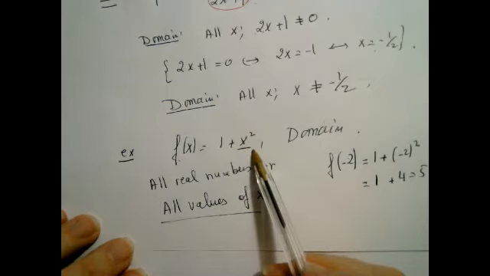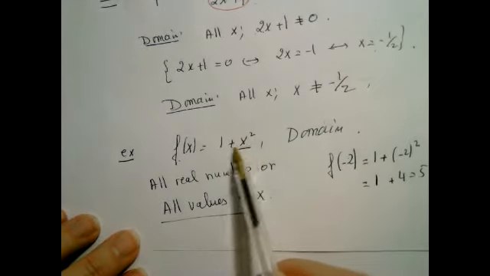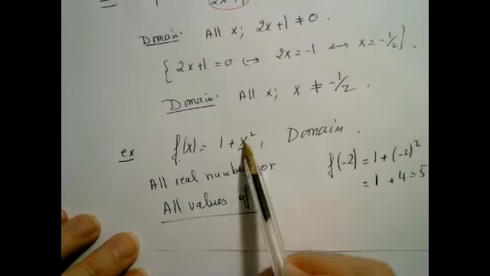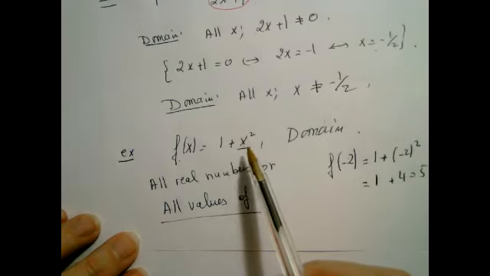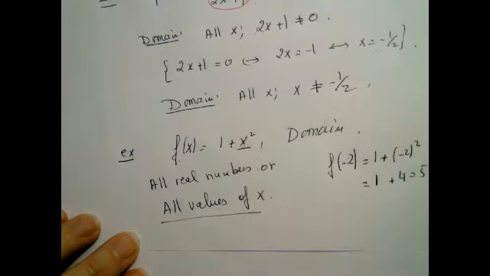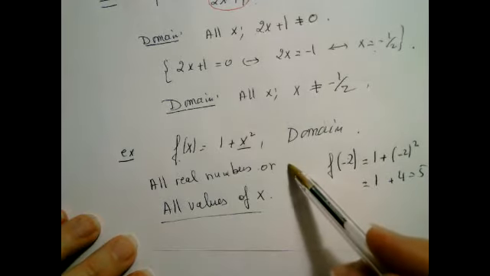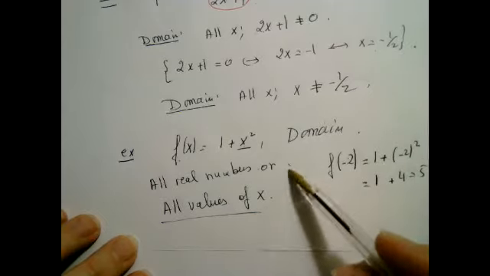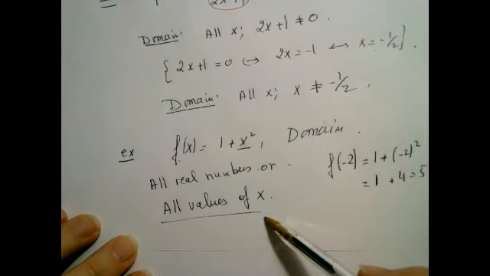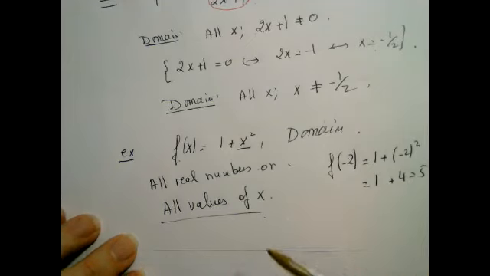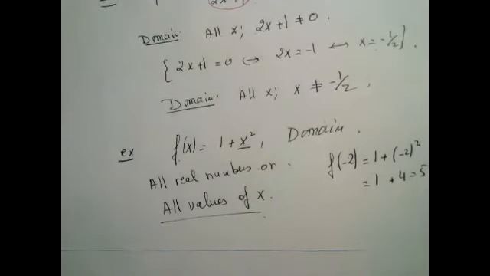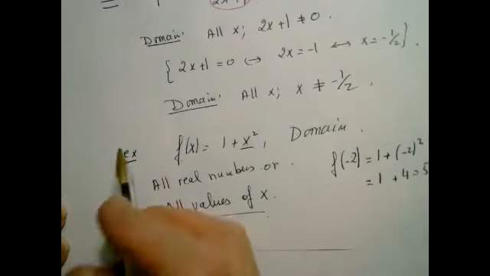Usually I look at the function and ask myself, is there a problem here? Is there an input that gives me a problem? I was just a little confused because I know the difference between all the real numbers and all values of x. I mean, it's the same thing, but I wouldn't be able to look at that problem and know that.